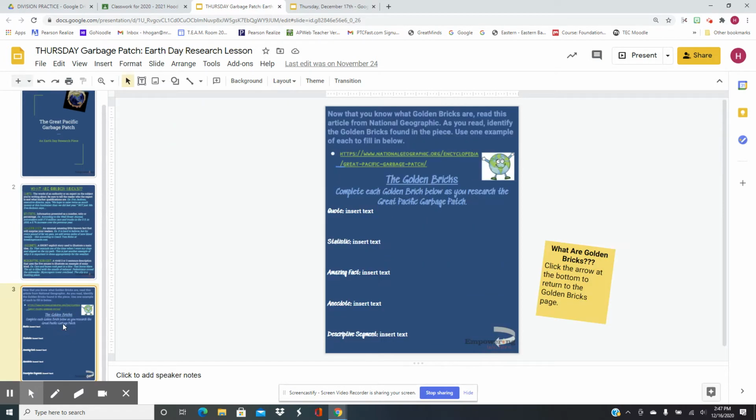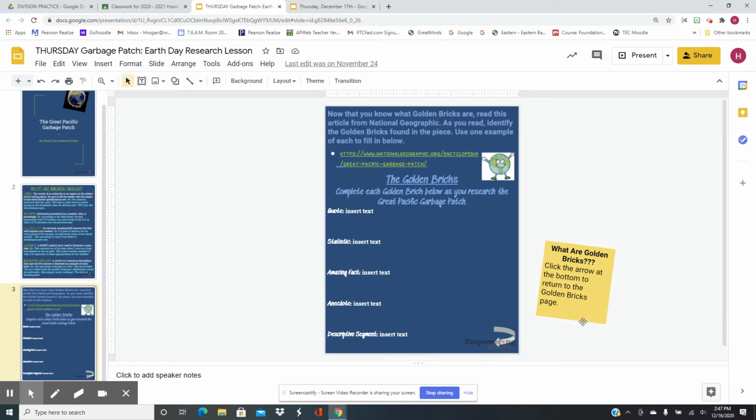So here's the deal. Now that you know what golden bricks are, read this article from National Geographic. As you read, identify the golden bricks found in the piece. Use one example of each to fill in the blank below. So you're going to have a quote, a statistic, an amazing fact, an anecdote, and a descriptive segment. Yes, you should have a piece of paper or your personal whiteboard.